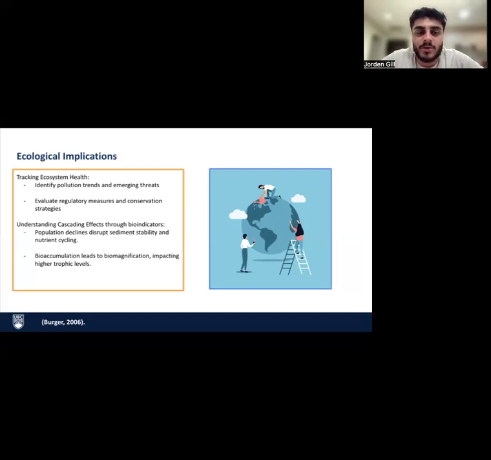So one of the primary roles bioindicators serve is helping researchers identify pollution trends, and by analyzing contaminant levels in these organisms, scientists can evaluate the effectiveness of regulatory measures and even detect emerging threats to aquatic ecosystems.